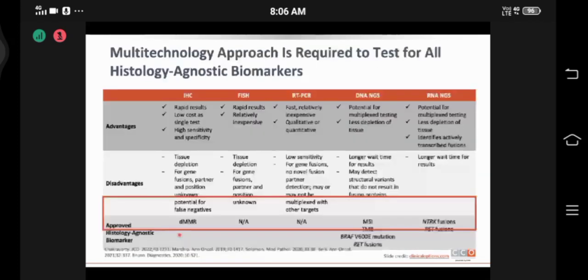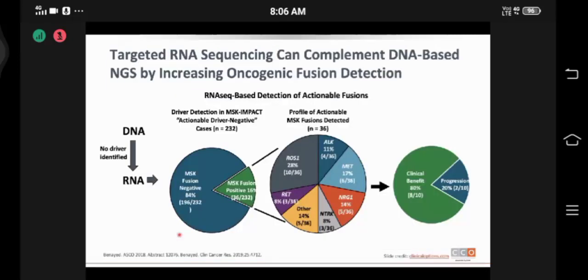So I'm skipping this because again, this is nothing but IHC versus FISH versus the different technologies. So one thing we need to know, that just by doing DNA sequencing, we are not able to get all the information. So this is a very important thing.